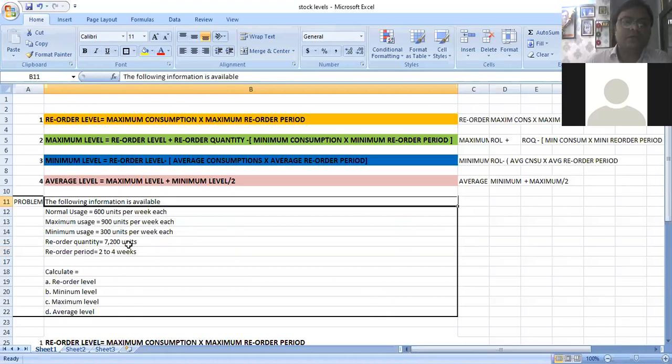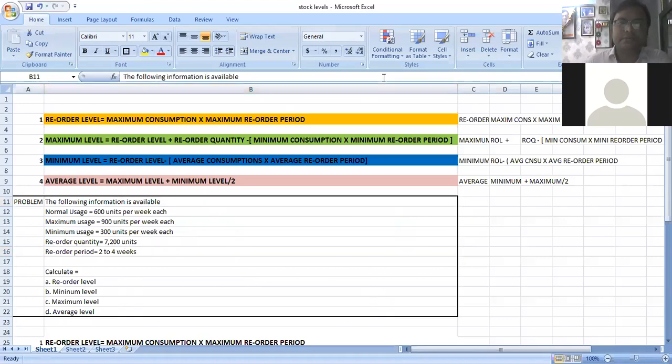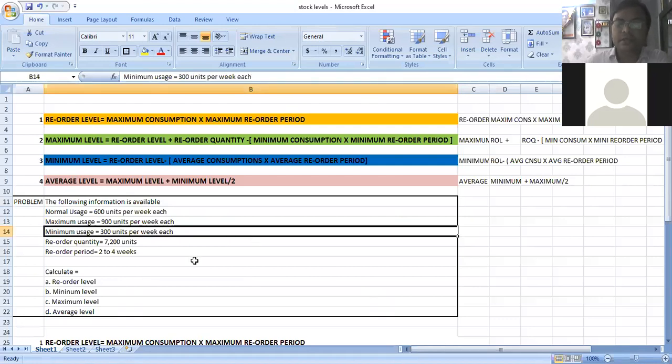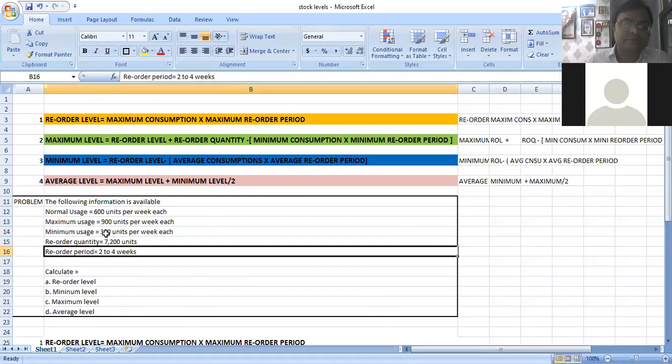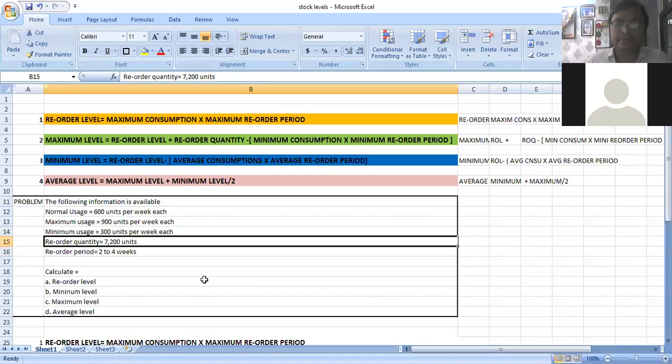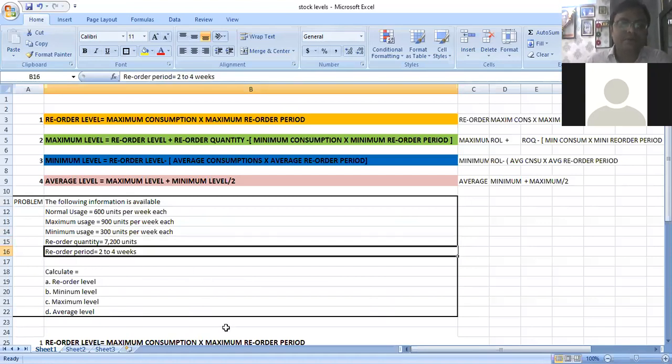Okay, now without wasting much time, we'll move into the solution. First, find out what information is given in the problem. The first information given is the reorder quantity, 7,200. Second, the reorder period is also given: minimum reorder period is 2, maximum reorder period is 4 weeks. Yes or no?